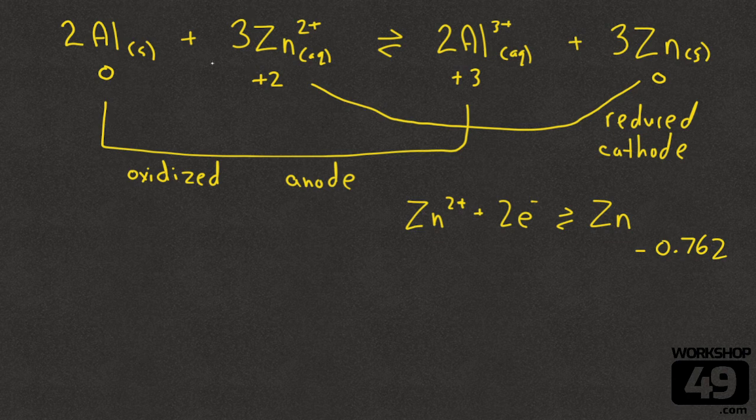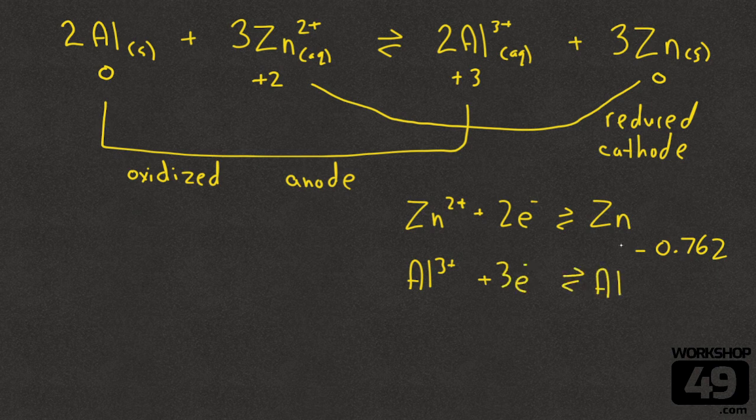I told you that I had some good news. When you're calculating standard cell potentials, you do not have to take into account these coefficients. So even though we have a balanced reaction up here, we still only treat this as one zinc when we're calculating our anodes and our cathodes. So we do our aluminum the exact same way.